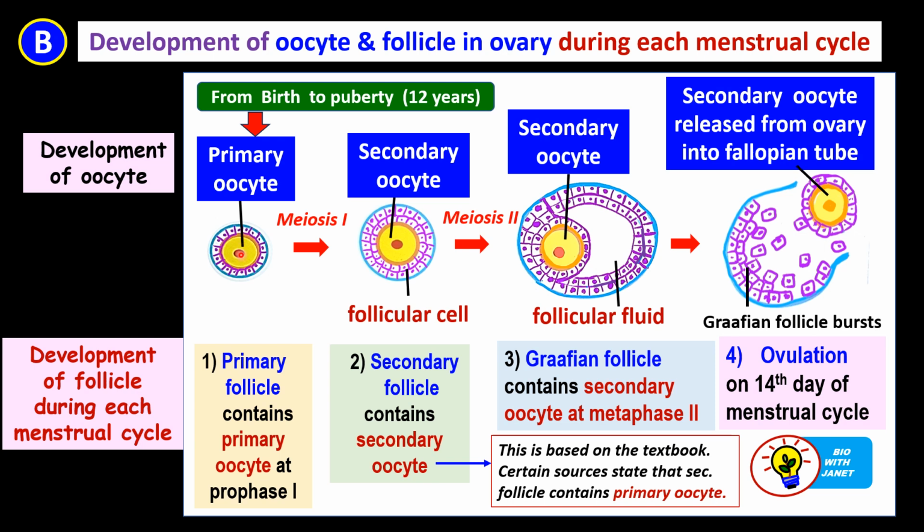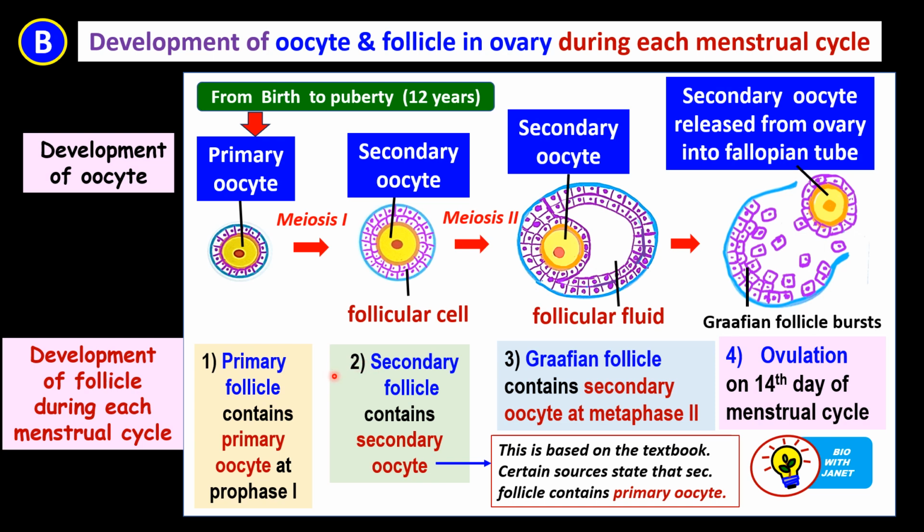Now, when the primary oocyte is in the ovary, it is surrounded by a layer of follicular cells, and the whole structure is called the primary follicle. It contains the primary oocyte at prophase 1 stage. So when the primary oocyte completes meiosis 1 to form the secondary oocyte, which is a haploid cell, the first time that it's a haploid cell, the primary follicle also grows bigger and bigger, and there are more layers of follicular cells surrounding the oocyte now.